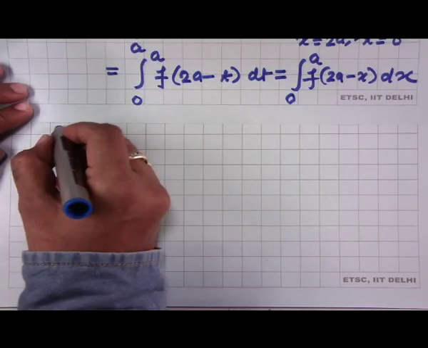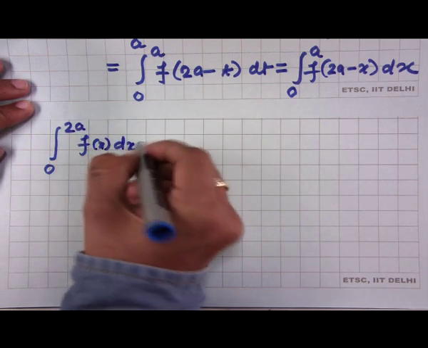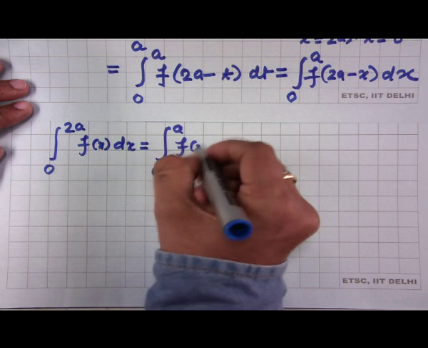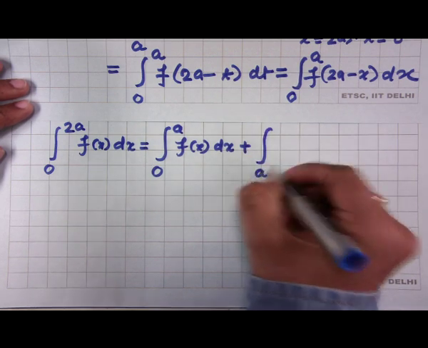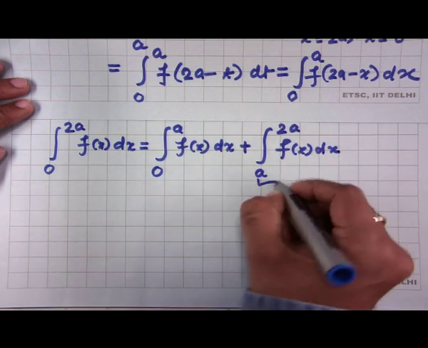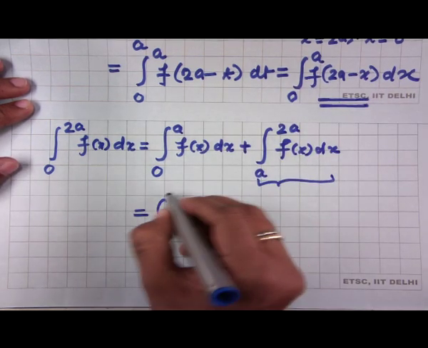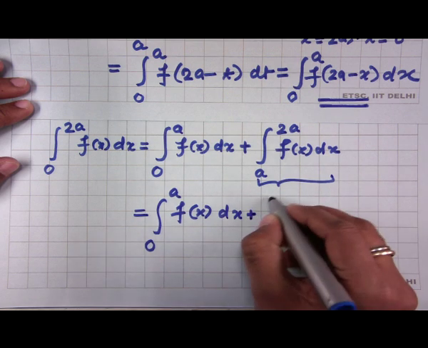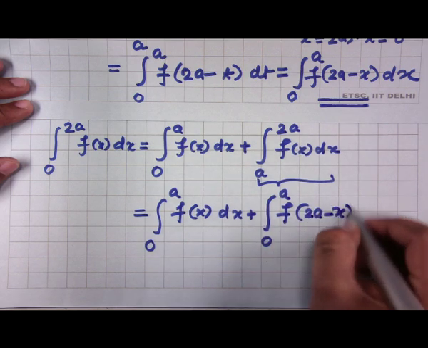So, the integral from 0 to 2a of f(x) dx is equal to the integral from 0 to a of f(x) dx plus the integral from a to 2a of f(x) dx, and the value of this is computed as this. So, we can replace it here. So, we get the final formula, that is the integral from 0 to a of f(2a minus x) dx.